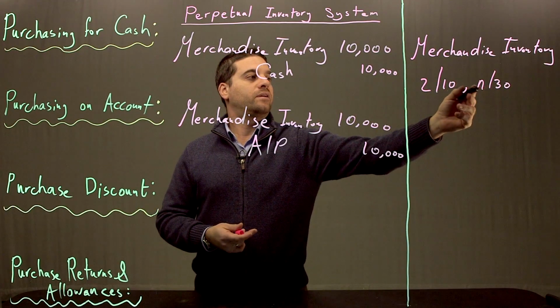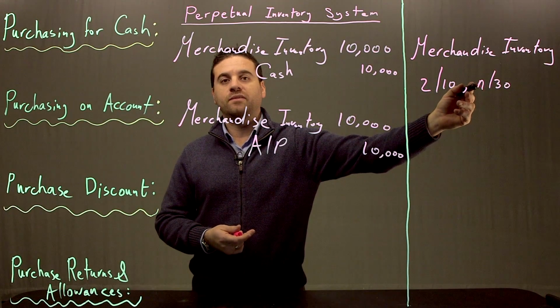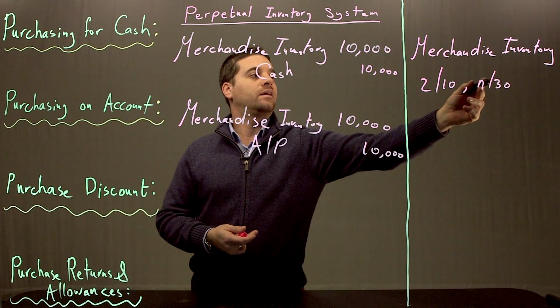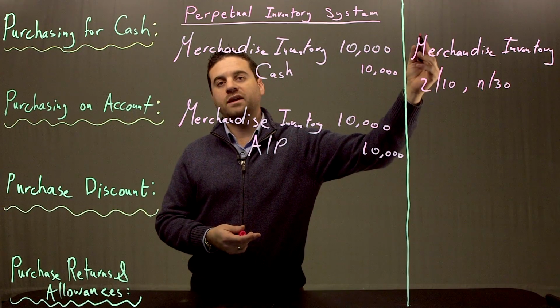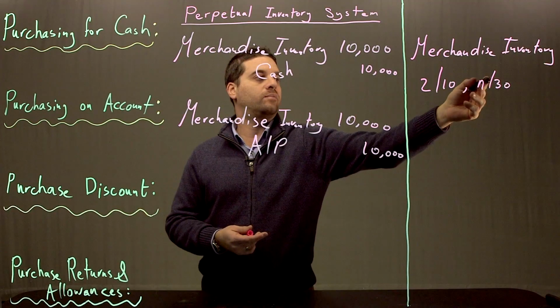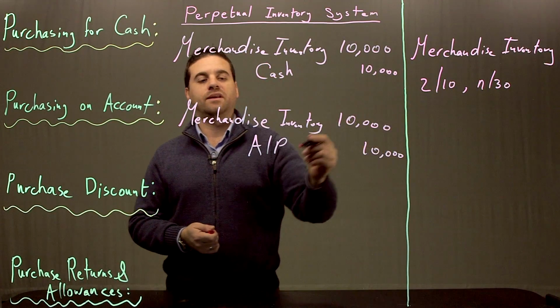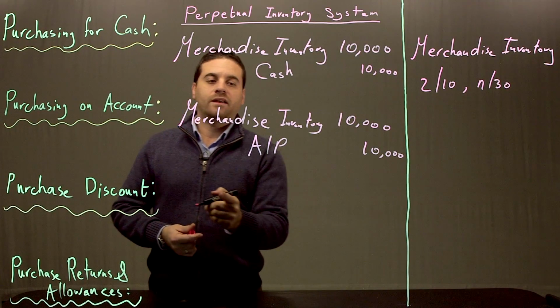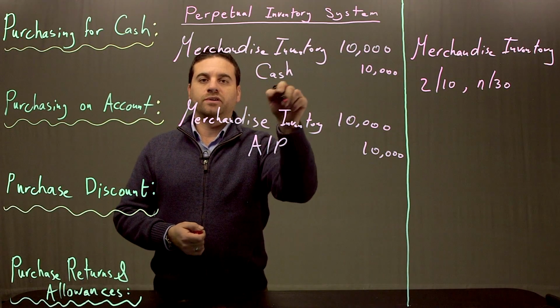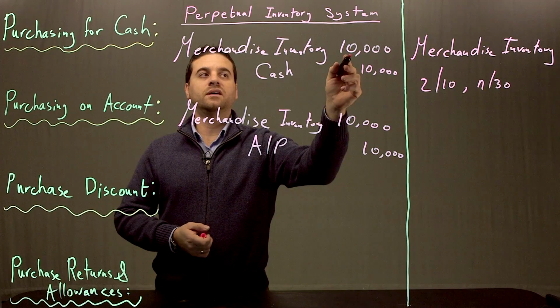And then n/30 means net. That means we have to pay the net amount if we pay between day 11 and day 30. Okay, so we get up to 30 days, but if we pay within the first 10 days, we get a 2% discount. So let's say that we purchased the inventory for $10,000.